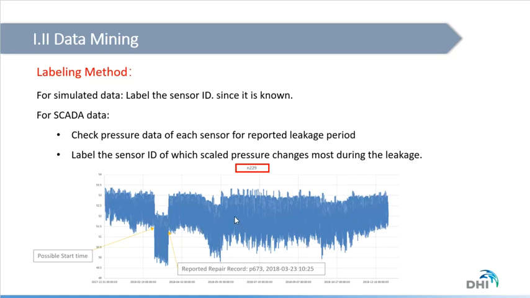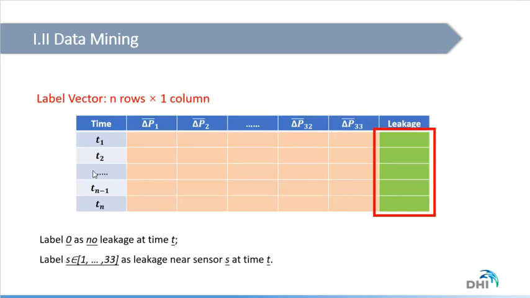For example, for this reported leakage, the possible start time is at this time point. So after we check all sensors' pressure data of this time period, if this sensor's deficit is the largest, we then label N2 to 9 from this time point to the reported repair time point. So for example, we label N2 to 9 from TK somewhere between here to TM.